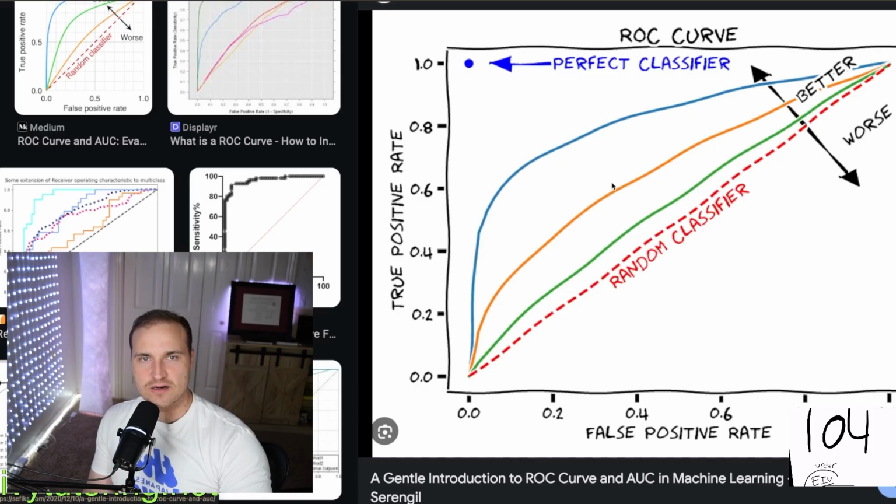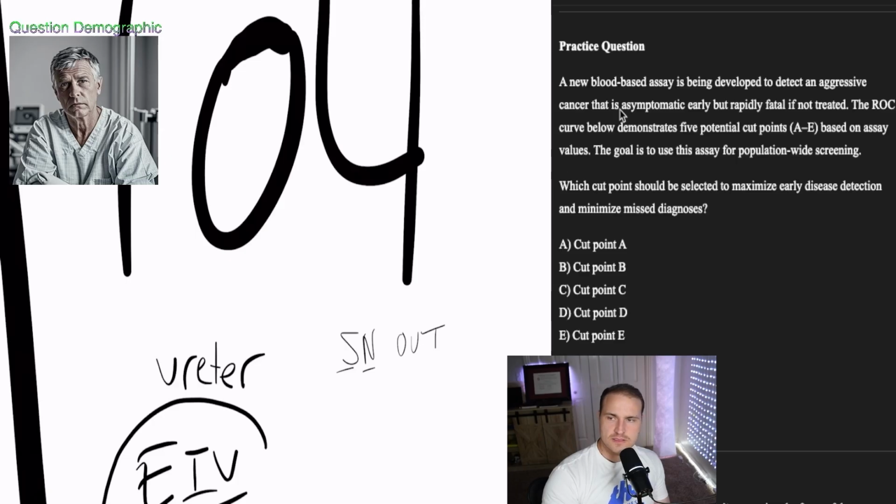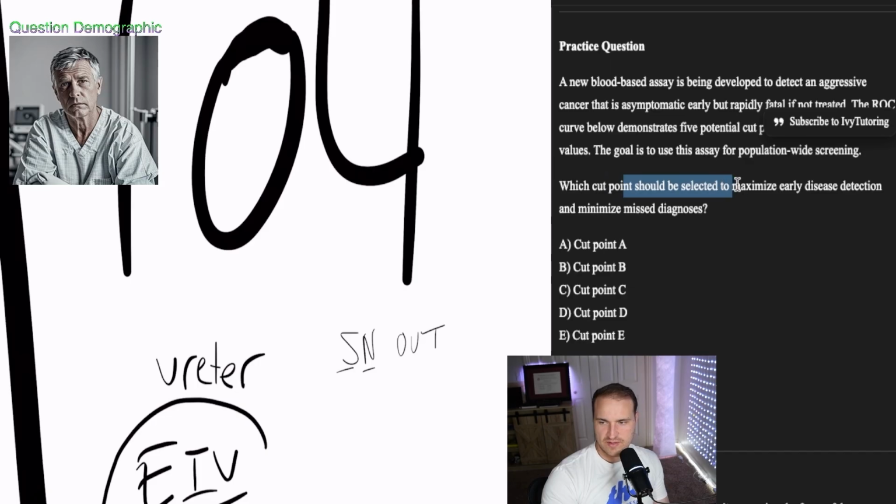So on an ROC curve, over here would be the highest sensitivity. So if it's a serious disease, but it's treatable, definitely pick the most sensitive test. And you can remember this by, if it's sensitive, remember SNOUT. Sensitivity being negative rules out the disease. So here it says a new blood-based assay is being developed to detect an aggressive cancer that is asymptomatic early but rapidly fatal if not treated. ROC curve below demonstrates 5 potential cut points based on assay values. The goal is to use this assay for population-wide screening. Which cut point should be selected to maximize early disease detection?